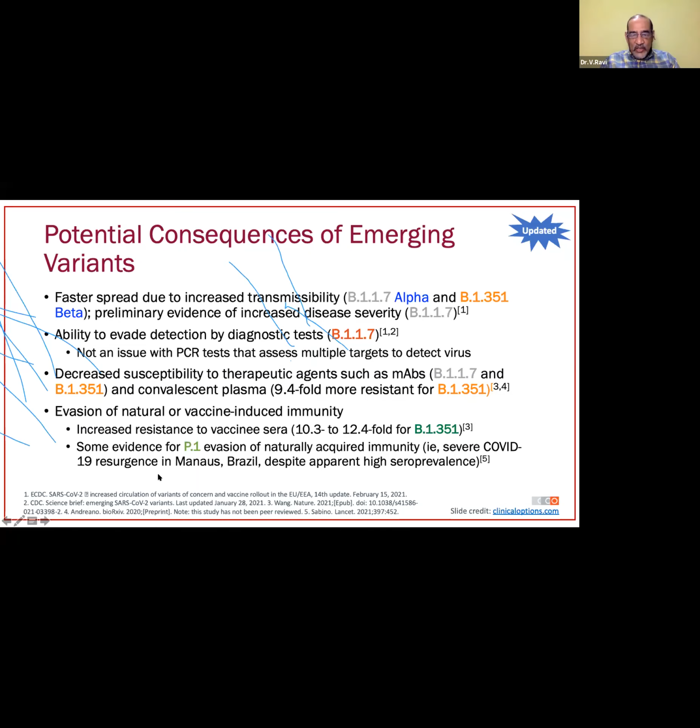D, evasion of natural and vaccine-induced immunity. Actually, there is no hard evidence to say it causes serious disease in vaccinees. That is not happening. But infections are happening with the variants after vaccination. And the notorious among them is the South African variant B.1.1.